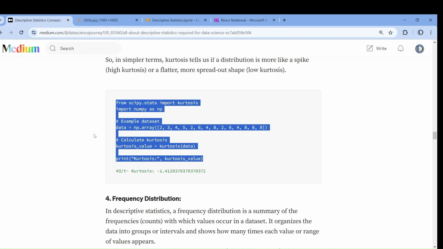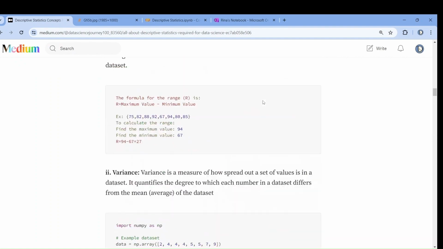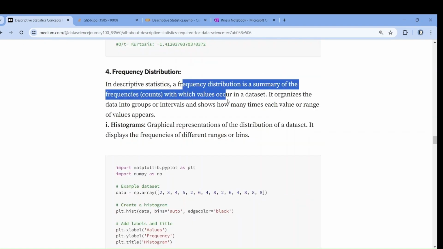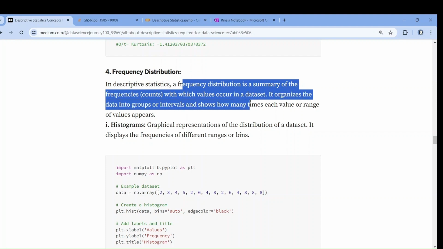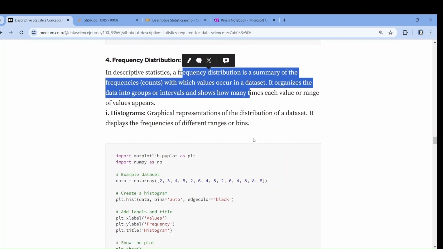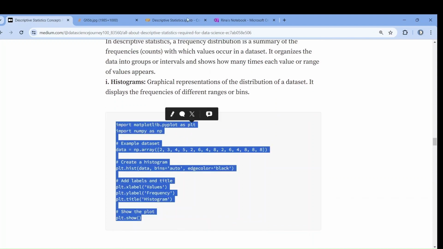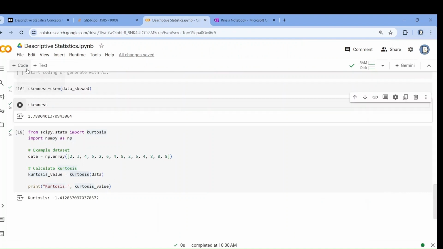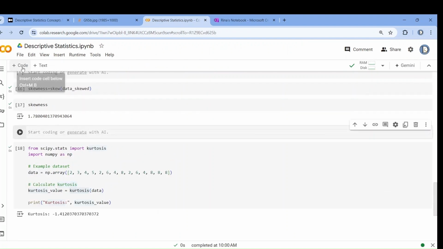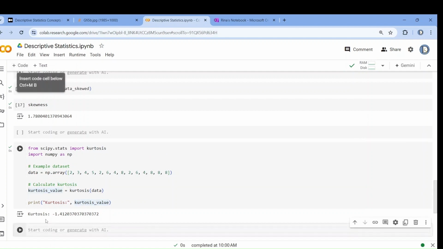Fine. Now let's understand the next topic, that is frequency distribution. Frequency distribution is a summary of frequencies with which values occur in the dataset. So it organizes the data into groups or intervals and shows how many times each value or range appears. Histogram, we studied while studying matplotlib and also in Seaborn. Just let me show it to you once. You need two libraries, matplotlib or Seaborn. You can plot using matplotlib. You can plot using Seaborn as well.